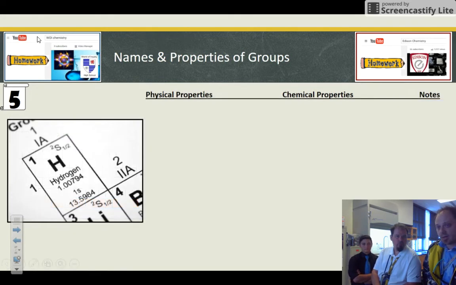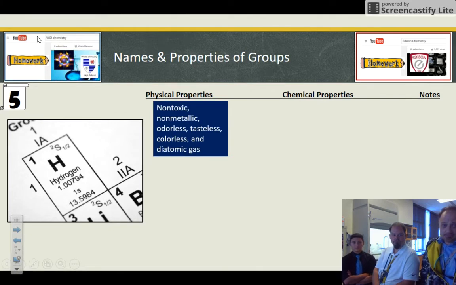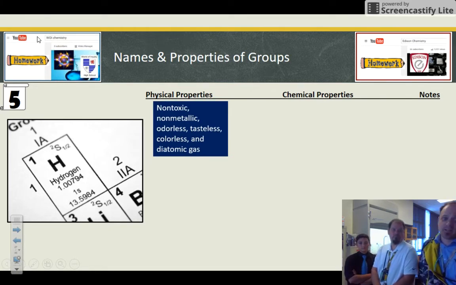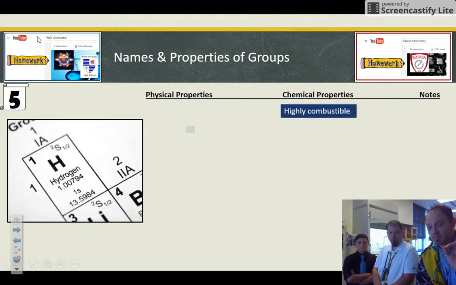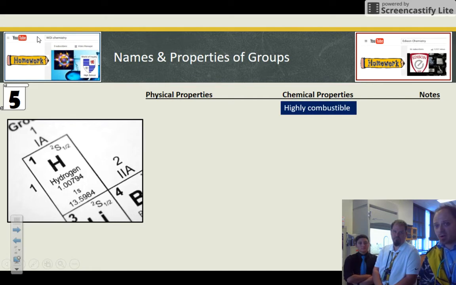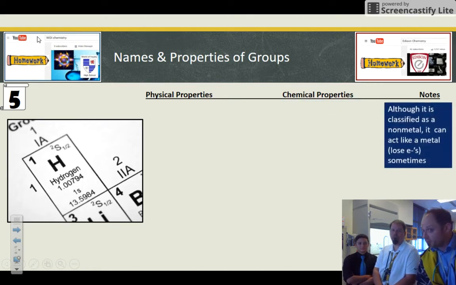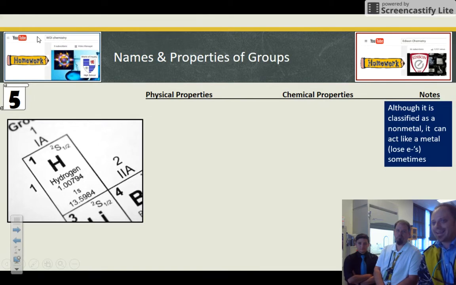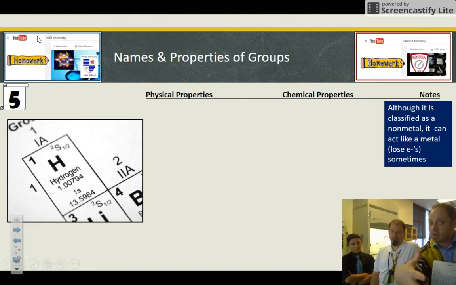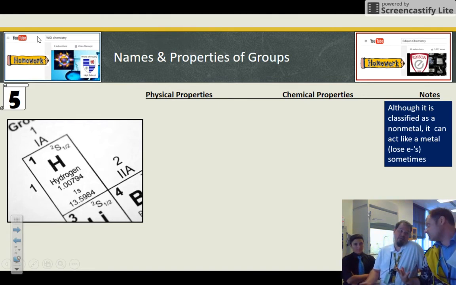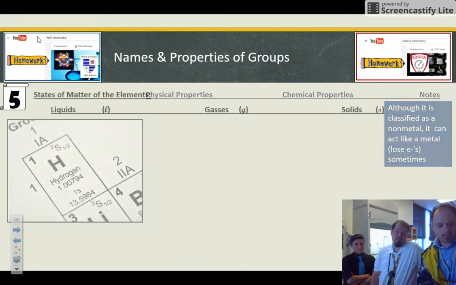All right, let's pick up the pace because we got to get to something that actually matters. Hydrogen. It's not toxic, not metallic, odorless, tasteless, and it is a colorless diatomic gas. It is technically in a group of its own, which is why we spent a whole slide on it by itself. Very combustible. Kaboom. Burn. It's part of rocket fuel. Although it's classified as a non-metal, it can act like a metal sometimes, which is why it's living with the alkali metals. It's technically detached from the group. It sits up here, it's not actually part of this group, which is why we gave it its own slide. It can form a positive ion, which means it could potentially act like a metal.